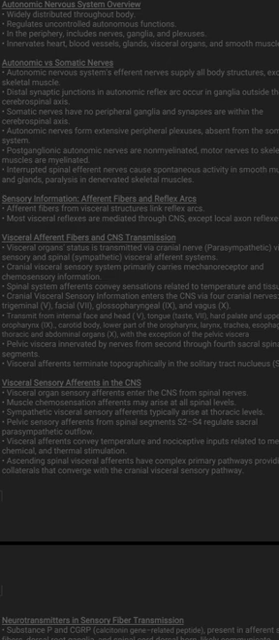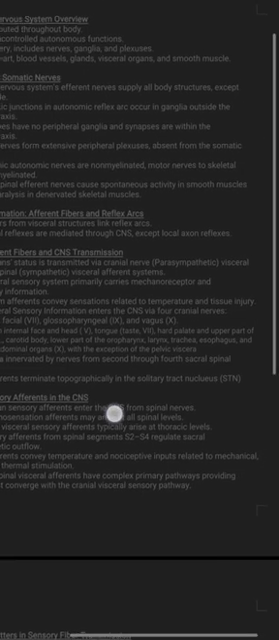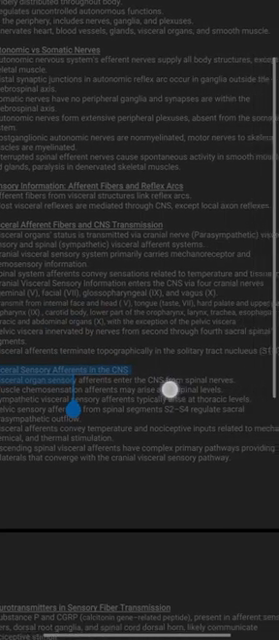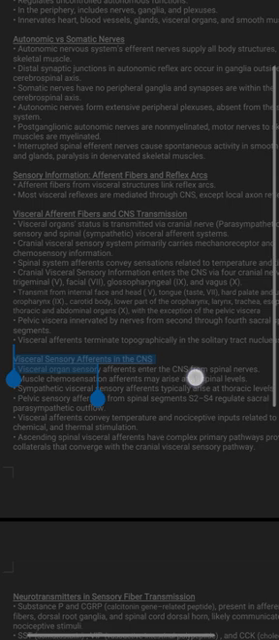Whatever happens in the visceral organ, the state, the condition of the visceral organ, information concerning the condition of the visceral organ is sent where? It is transmitted through the cranial nerves.